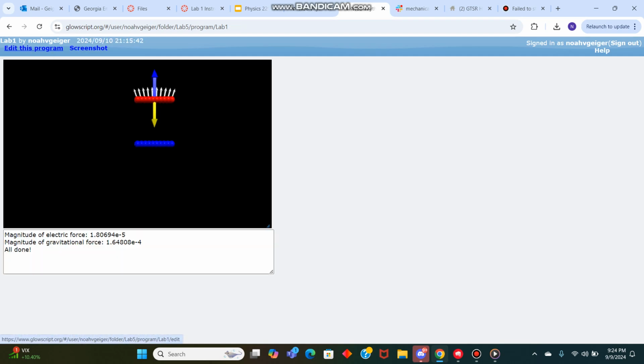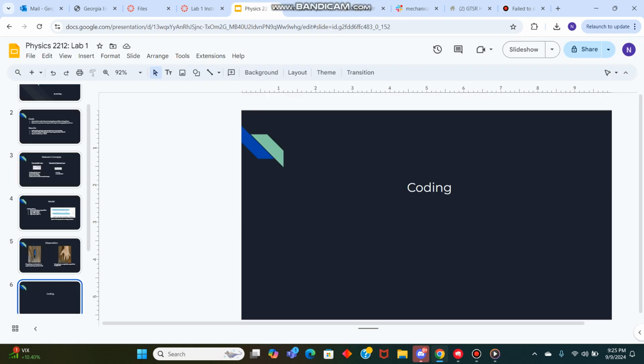So we run this and we see that what we should consider with all the tape is we need to consider them as a line of point charges, just because it'd be really hard to figure out how to do all the tape's charge. And with our formulas and with our model, we were able to find the magnitude of electric forces to be 1.8 times 10 to the negative fifth, and our gravitational force to be 1.6 times 10 to the negative fourth.